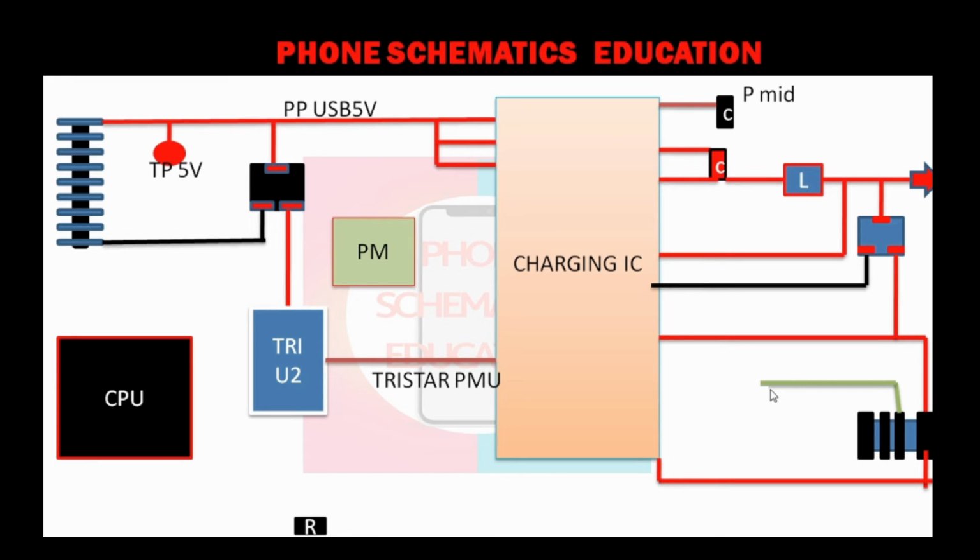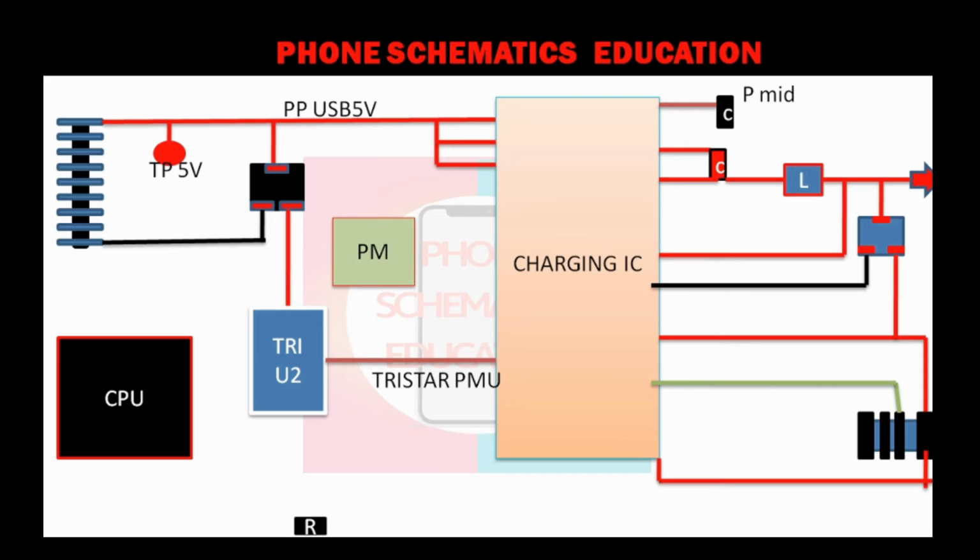Now another line, HDQ gauge. These 4 lines on a battery connector are the same as these 4 lines, right? These 4 lines are the same. From this point, a line is connected to the charging IC called HDQ gauge. Now what is the gauge? I've already explained it in a video about gauge IC.